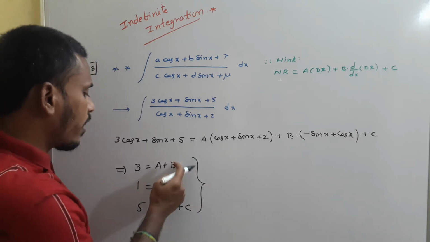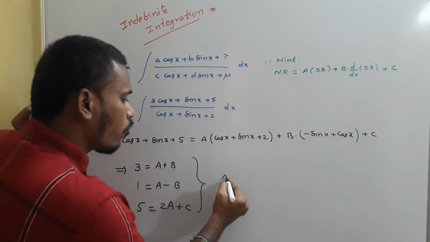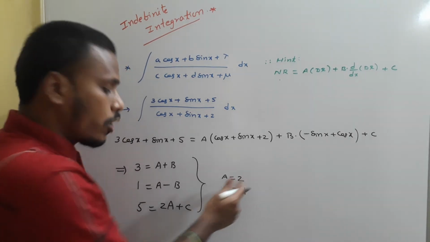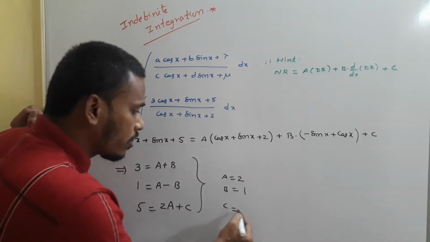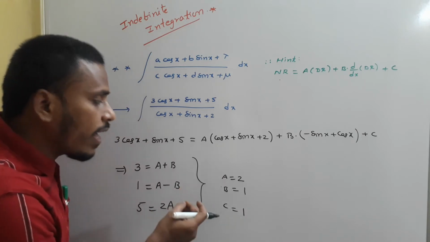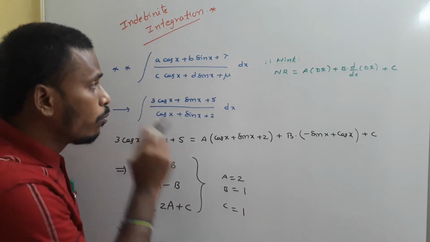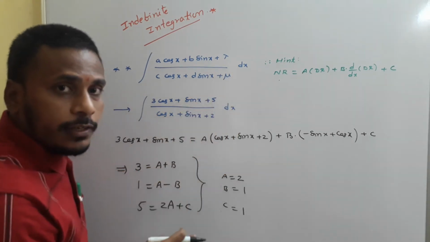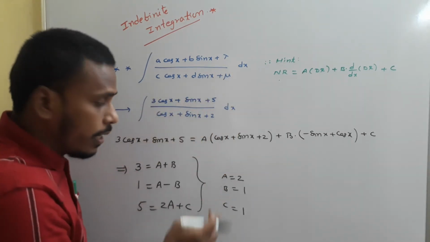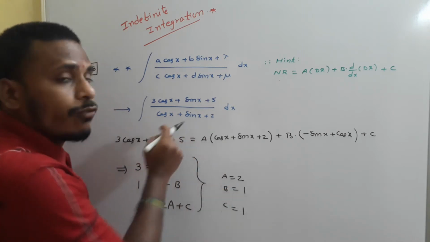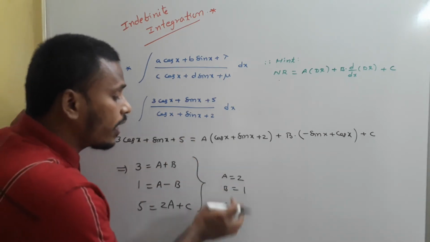One thing is very clear: if you add, you will get 2a equals 4, and a equals 2, then b equals 1. Using 2 in place of a, 2 times 2 is 4, and c is also 1. At the end we have a equals 2, b equals 1 and c equals 1. If you move with this hint initially, then this numerator is nothing but 2 times denominator plus 1 times derivative of denominator plus 1.